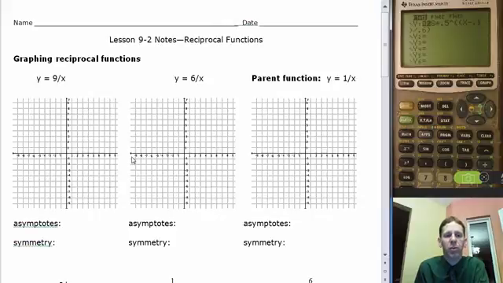Well, basically a reciprocal function is a function in the form y equals 1 over x. And we're going to be graphing equations that have an x in the denominator of a fraction. We're going to start with a graph of y equals 9 over x.